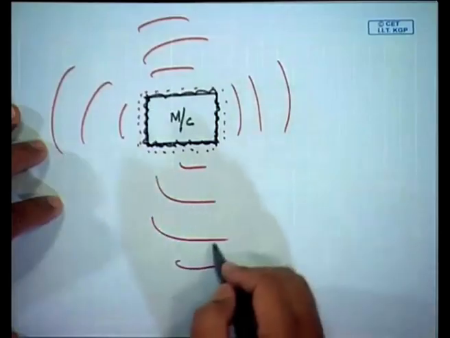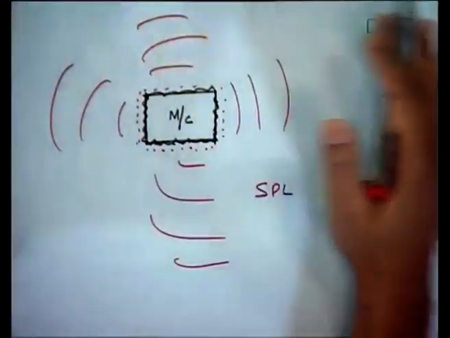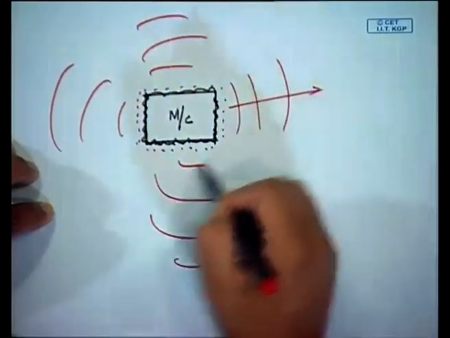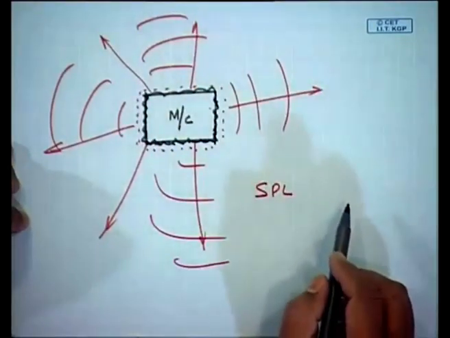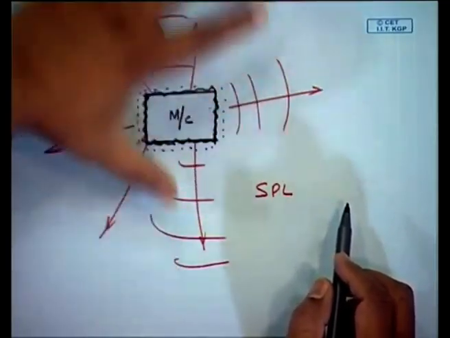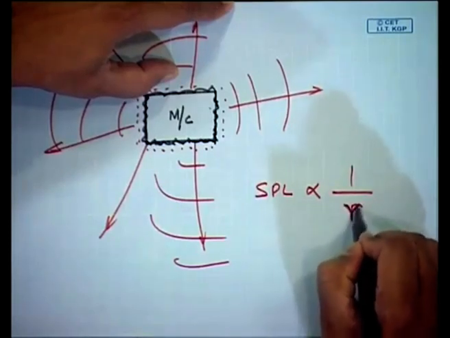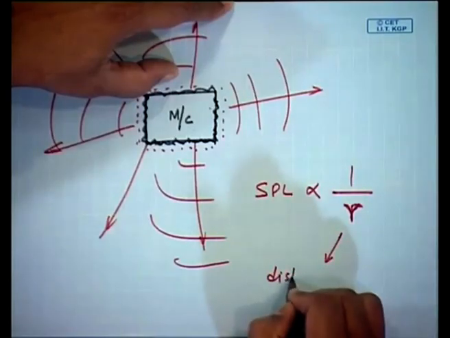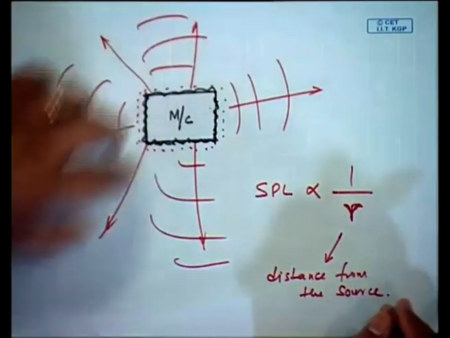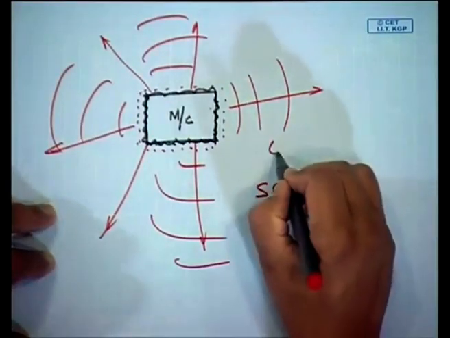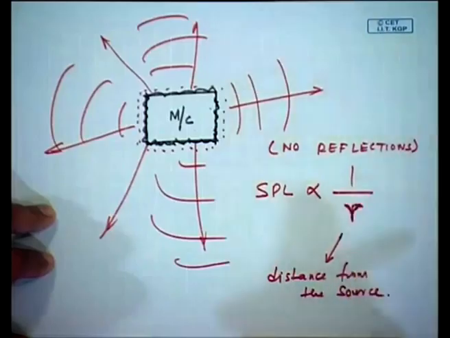Okay. But you will see this sound pressure level, suppose there were no obstructions, they would go in all directions, and imagine this to be a spherical source. So, they would radiate sound in all directions, but you will see this SPL is proportional to 1 by R, the distance from the source, okay, provided there are no reflections.